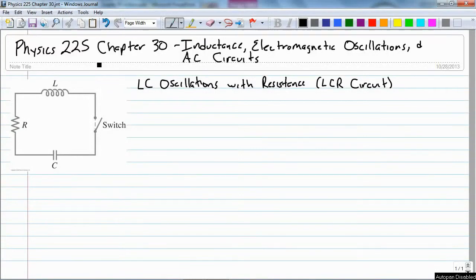Just as we had damped springs and pendulums where there was a loss of energy and it would go towards its equilibrium and stop, we also have damped LC circuits, and that's by adding in a resistance. So notice here this resistor in series with this LC, inductor and capacitor.